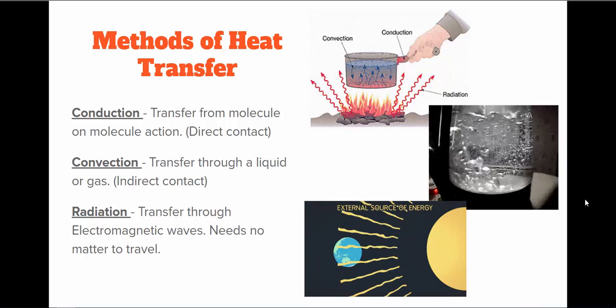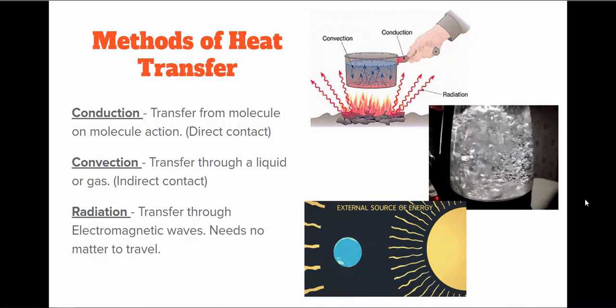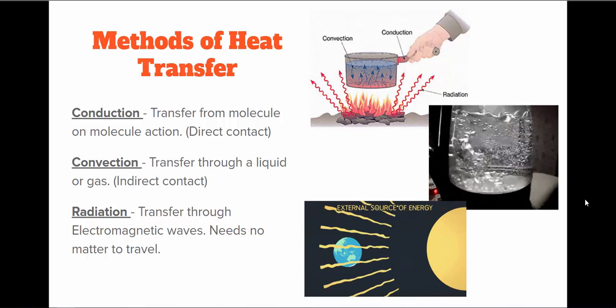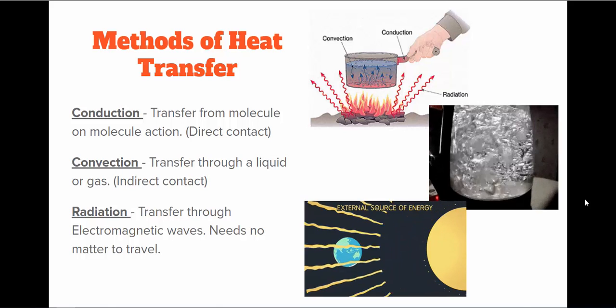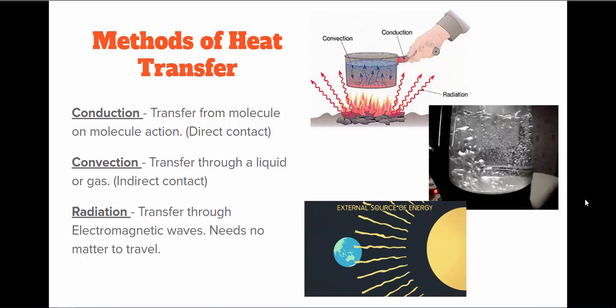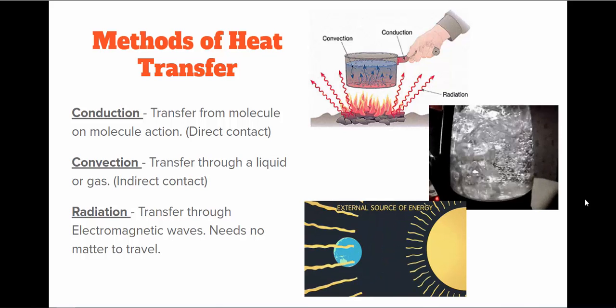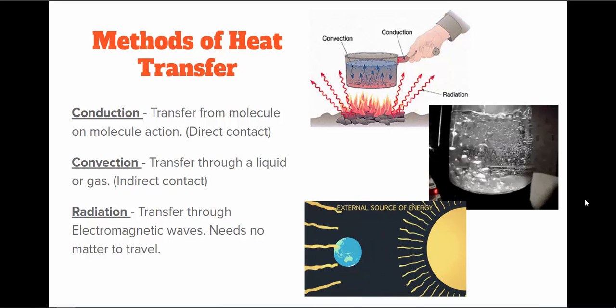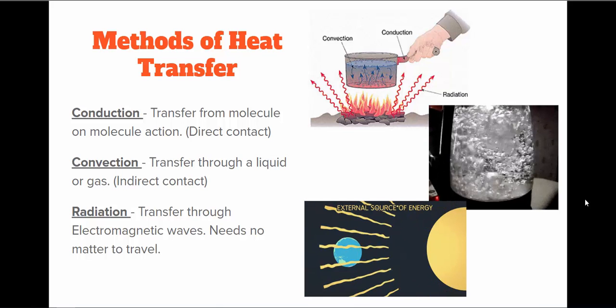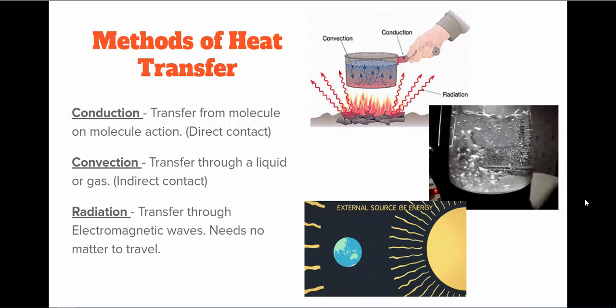So convection, like hot air rises, cold air sinks. If you have a two-story house and your power got turned off, you might notice that the upstairs is typically warmer than downstairs. And then radiation is heat transfer through electromagnetic waves. That's how the sun melts all the ice and snow.